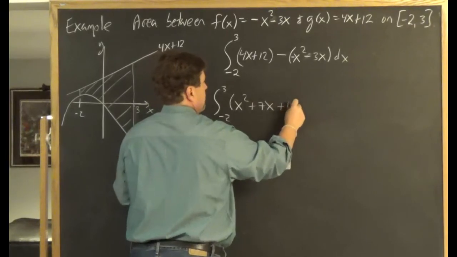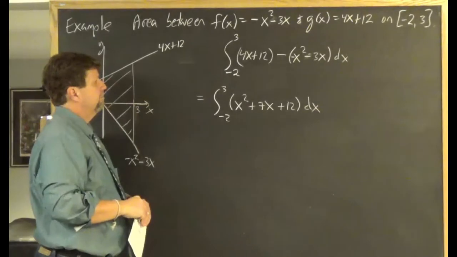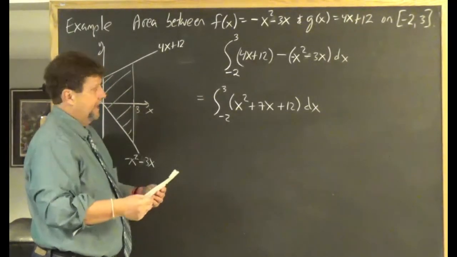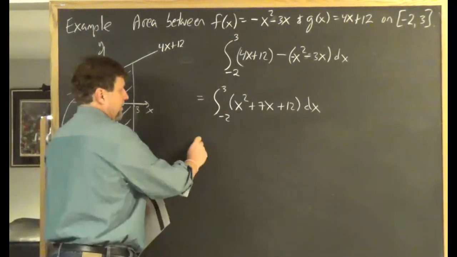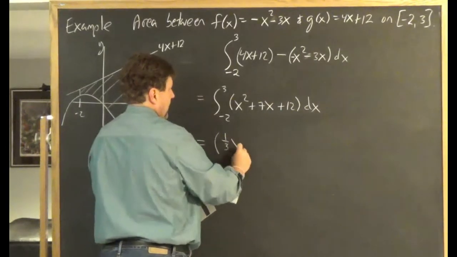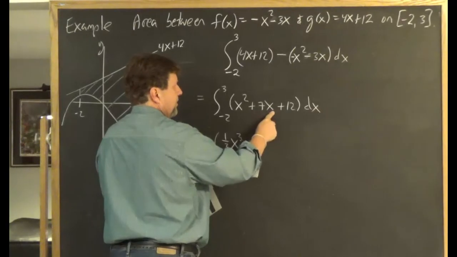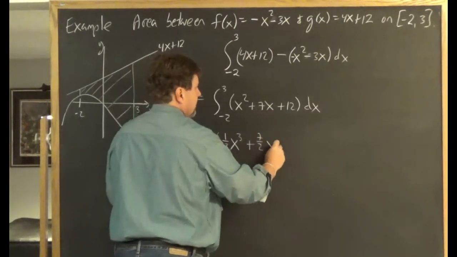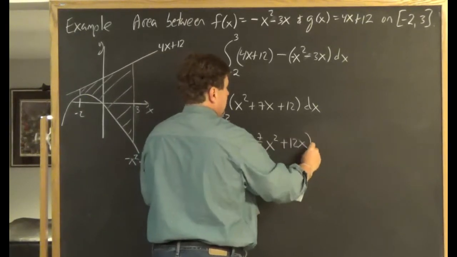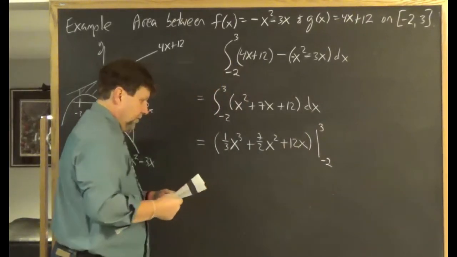Then just plus 12. So that's what I'm trying to integrate. Get an antiderivative. Let's see, we have negative 1/3 x cubed plus, the antiderivative here is 7/2 x squared. The antiderivative of 12 is 12x. And we need to evaluate that from negative 2 to 3.